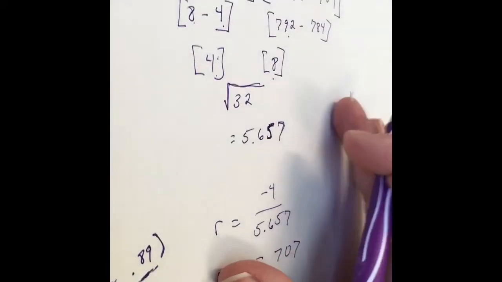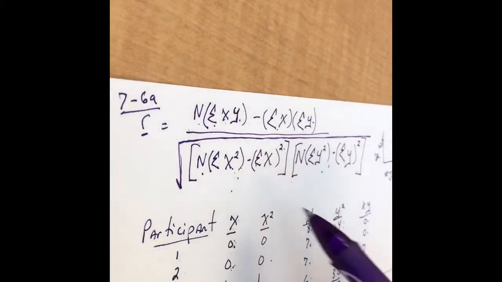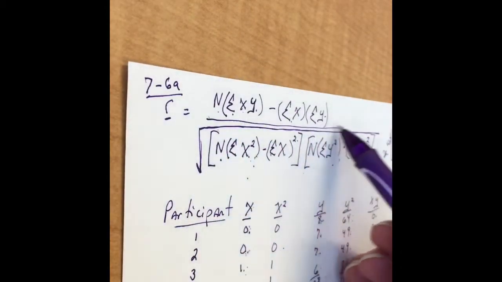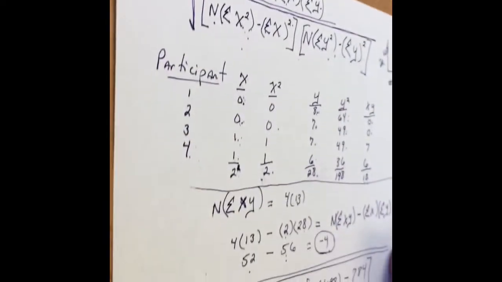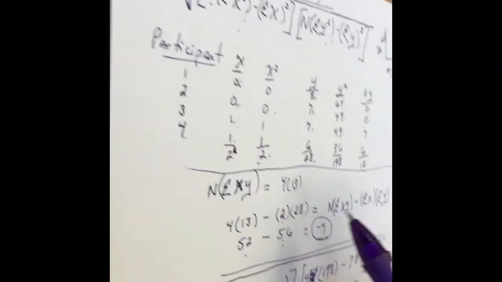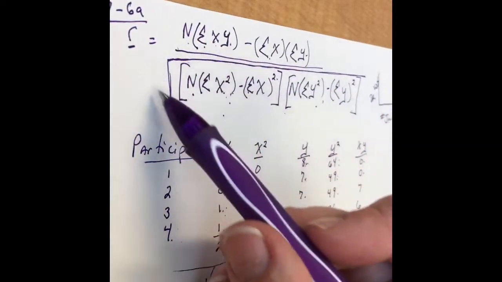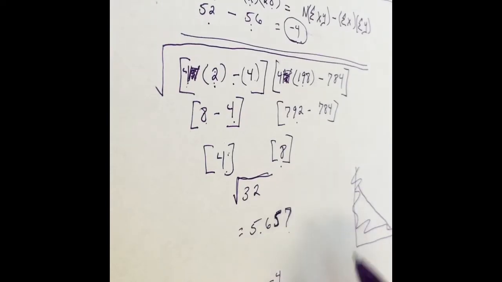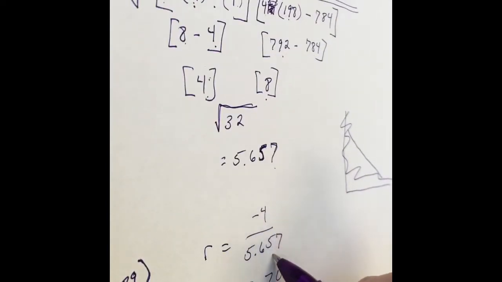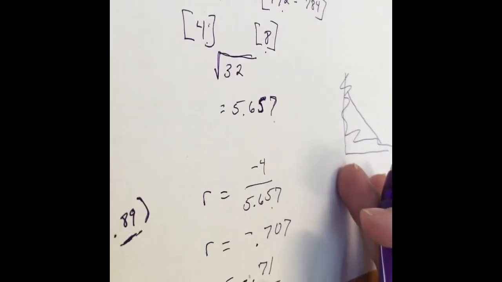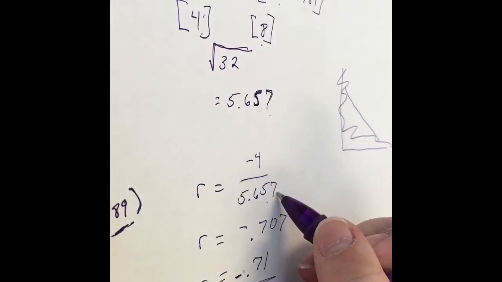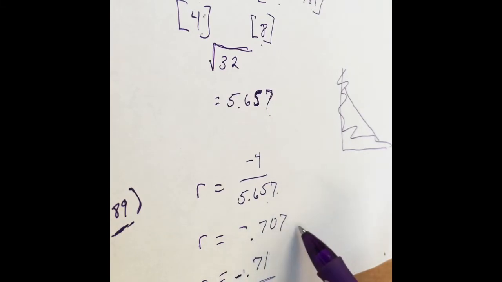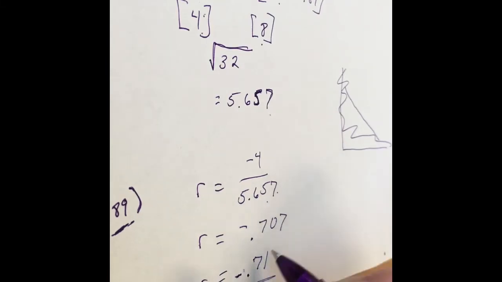So now we plug it back into our equation. Let's go back to our equation. This is the entire equation. Now remember, we did this section, and we got -4. And then we did this, and we got this 5.657. So now we just plug it in. -4 divided by 5.657, we get -0.707. And now we just need 2 decimal places, so r equals -0.71.